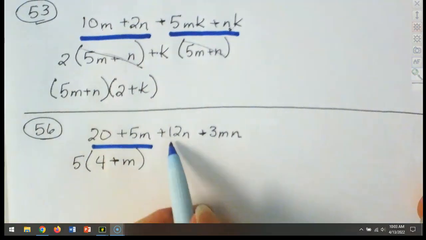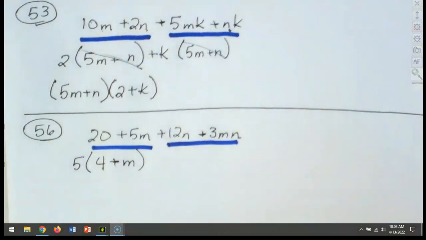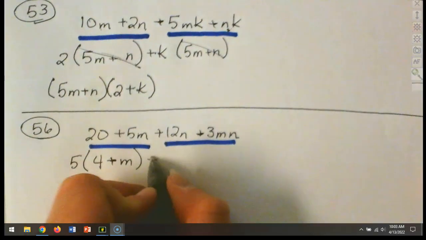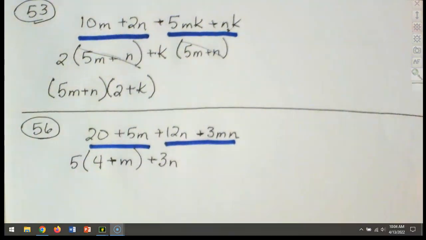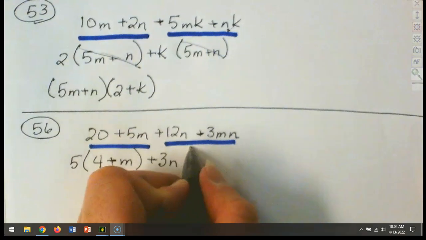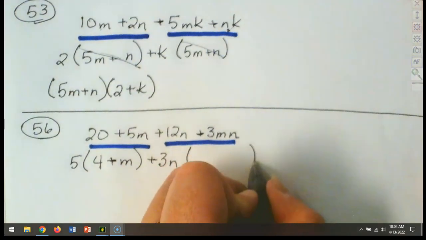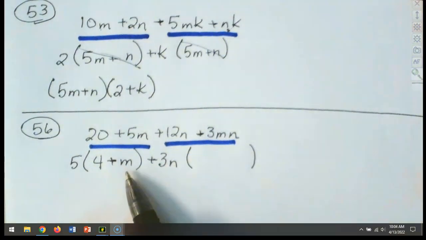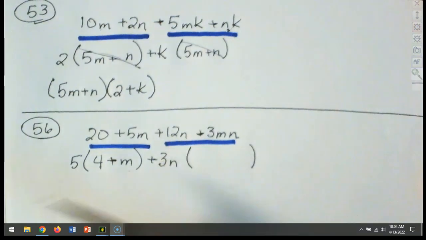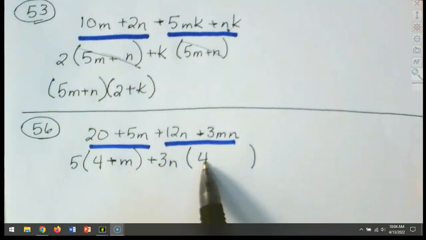Next two pieces. What needs to come out? Okay, an n comes out, and what else? Yep, 3. So a 3 and an n comes out. We know that we did it correctly because what is left over should be the same as what's over here. So 12 divided by 3, that's a 4. The n's cancel, so those are matching. So we're on the right track so far.